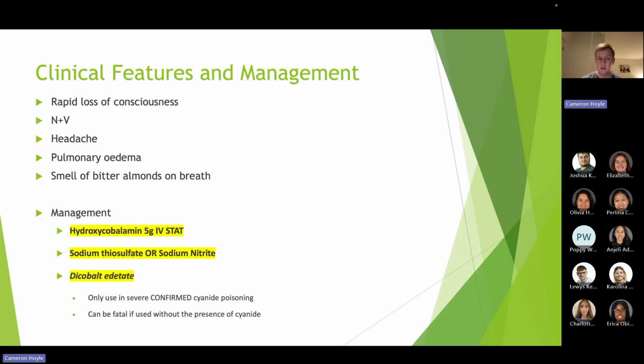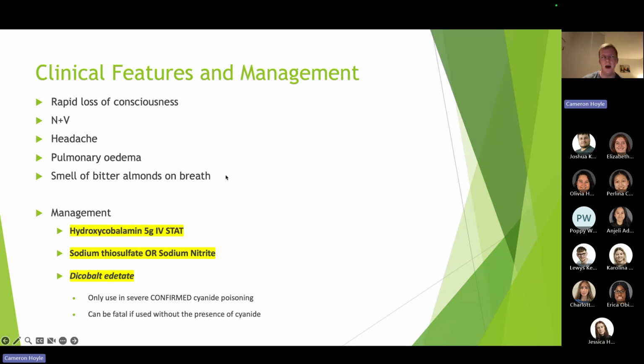Clinical features: rapid loss of consciousness, pulmonary edema, headache, this classic smell of bitter almonds on their breath, which I'm guessing no one has ever smelt, but that's the classic you will see in the textbooks.